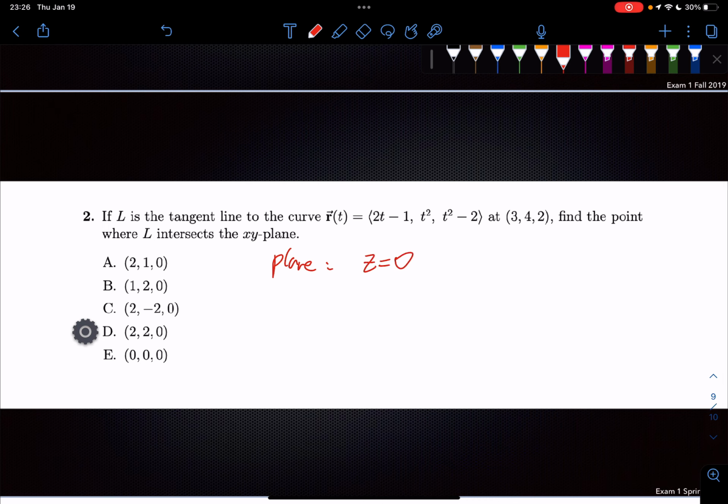Well, what about the line? Because it's asking for the tangent line, the line is not the curve r of t. So to find the tangent line, what we are going to do is find the derivative, r prime of t, that is dr over dt. So this is the tangent vector.